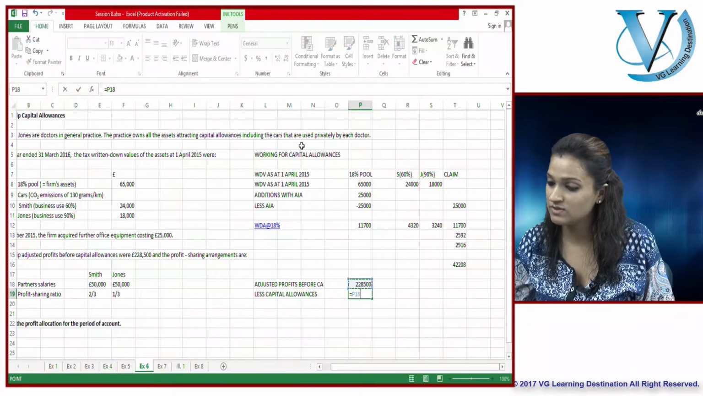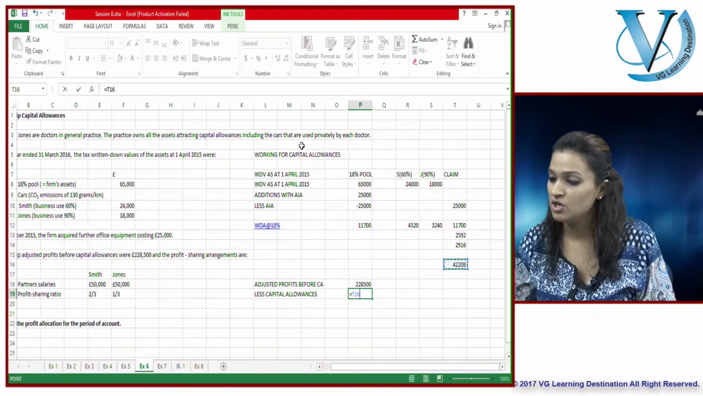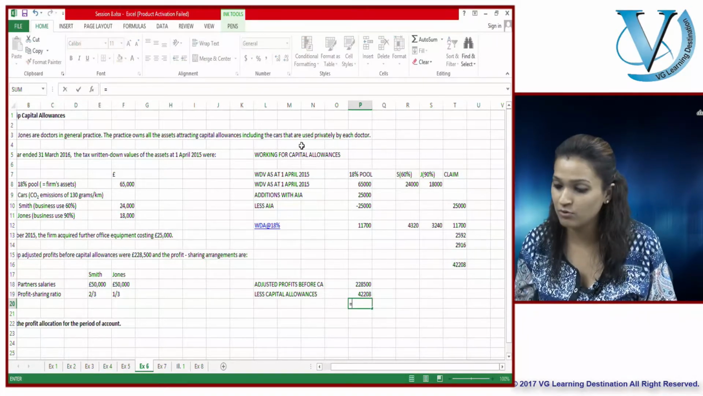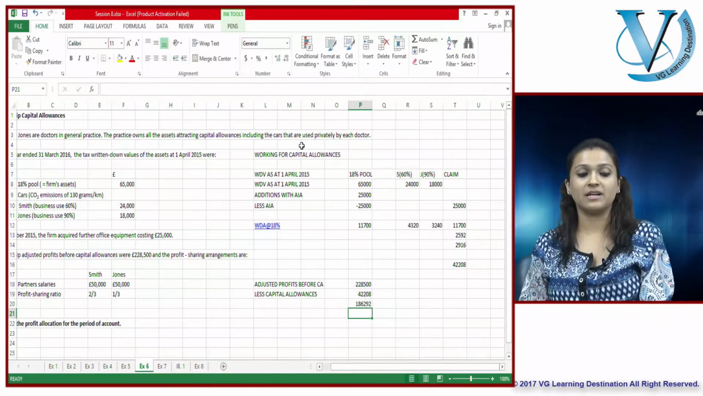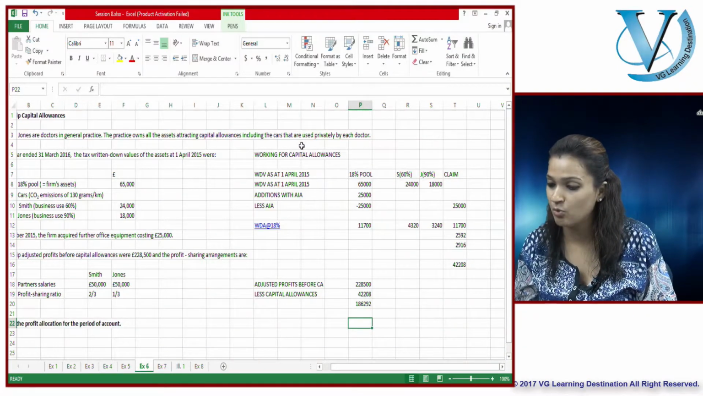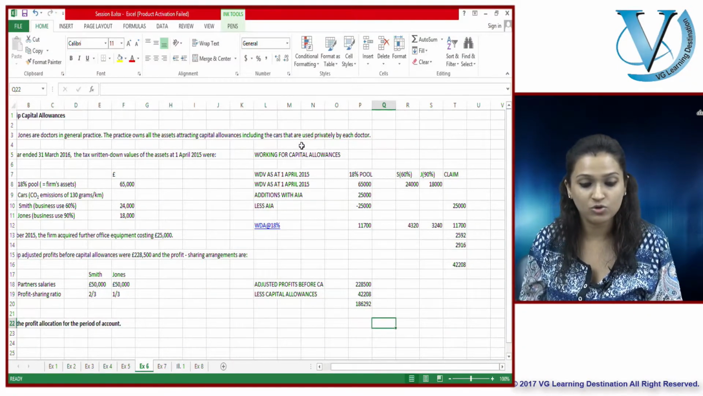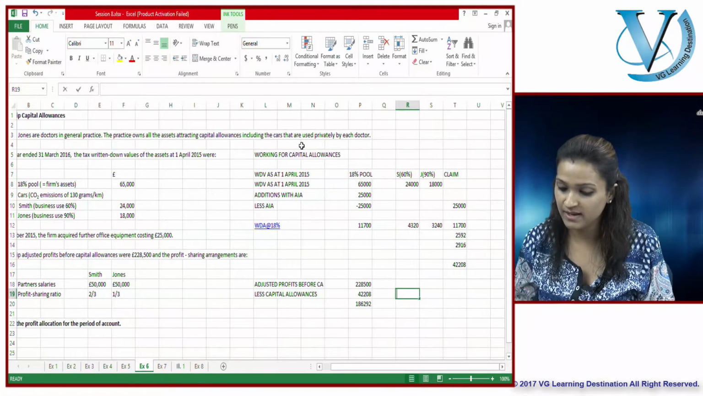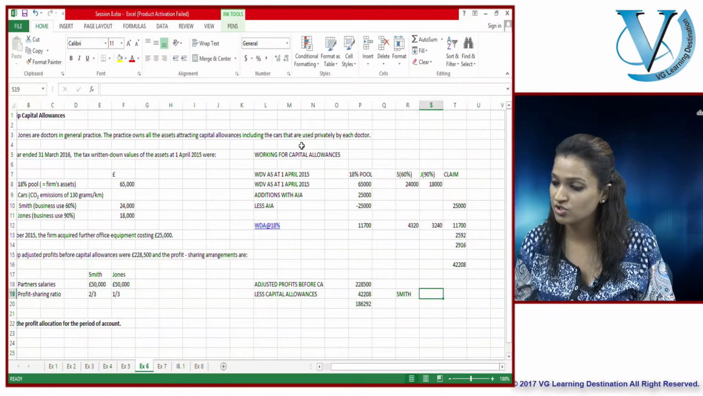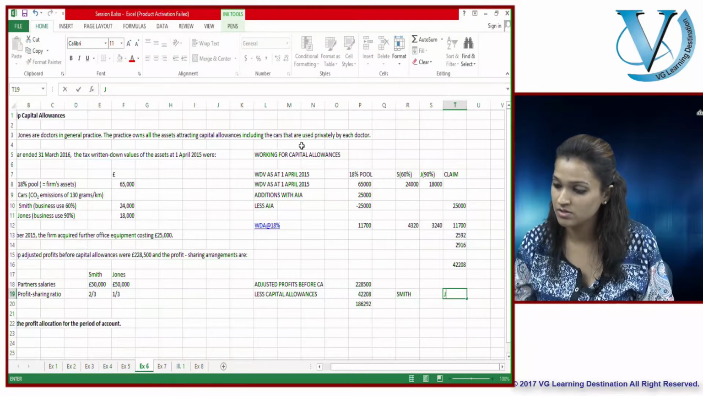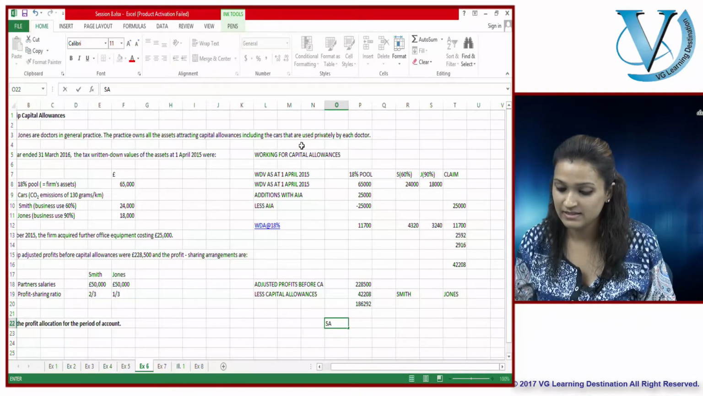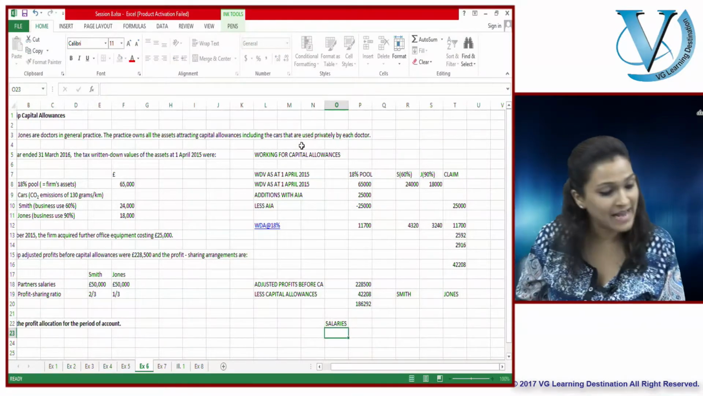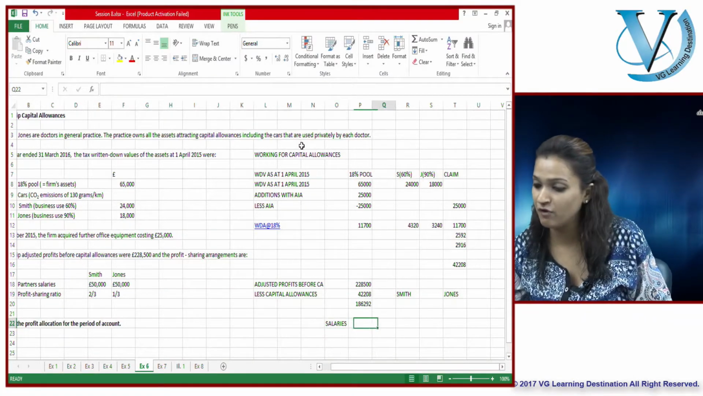How much capital allowance have I claimed? 42,208. Which comes out to be now profits after capital allowances, which I first need to bifurcate amongst the two partners which I have, Smith and Jones. First I give away what? I always first give away salaries. Salaries are 50 and 50 for both the partners.